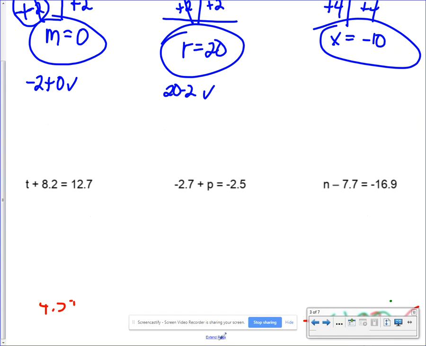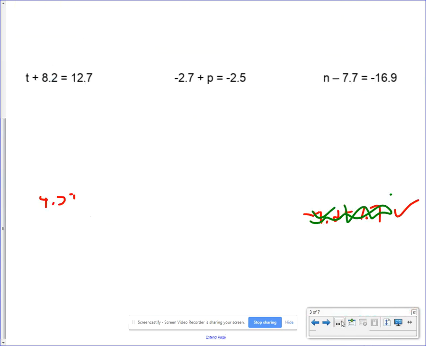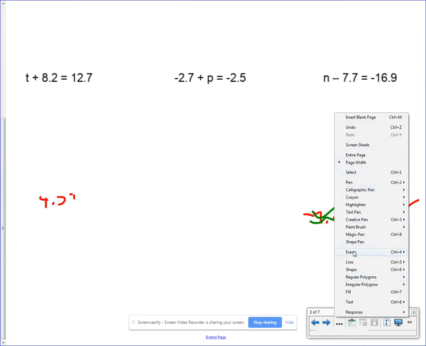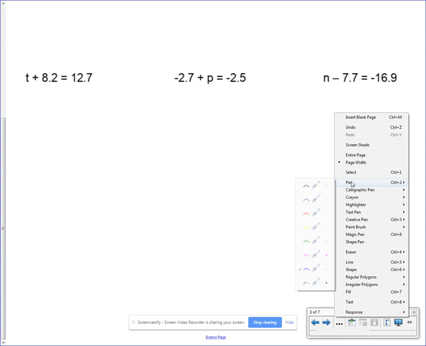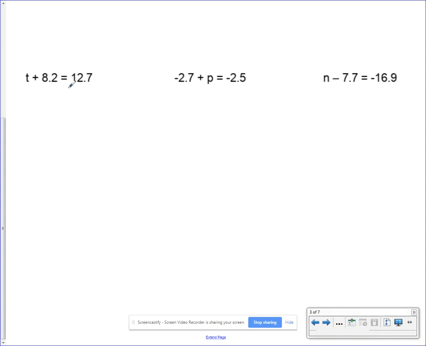Just because there's decimals does not mean you get to cry, whine, give up, complain. None of those things. Understood? No whining allowed in math. We persist. Just because it's a decimal, no big deal. Subtract 8 2/10.